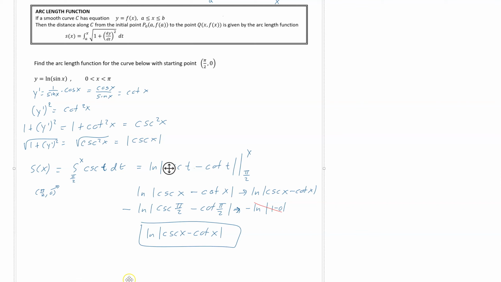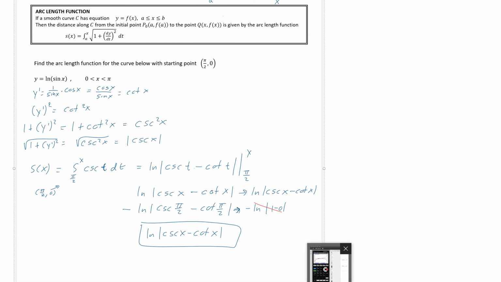Okay, so now that we have a formula, how does it work? Well, we can only go from 0 to pi, because if you were to plug 0 in here, you would get sine of 0. ln of 0 is not good. Plugging in pi would also give you 0. So ln of 0, not good. So we're getting vertical asymptotes at both 0 and pi.